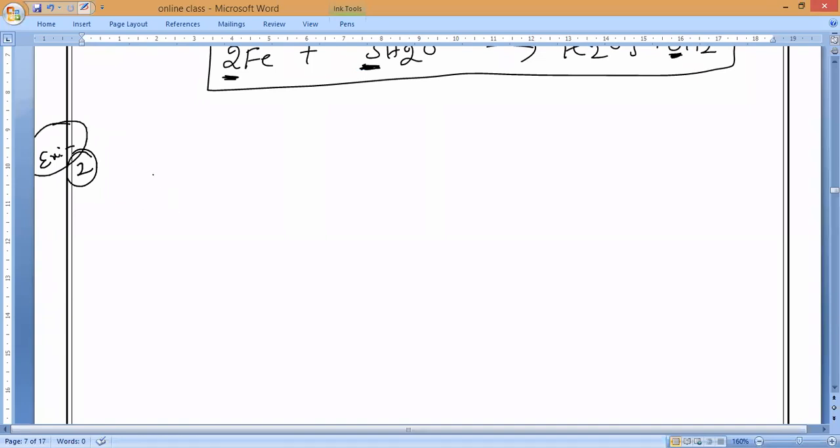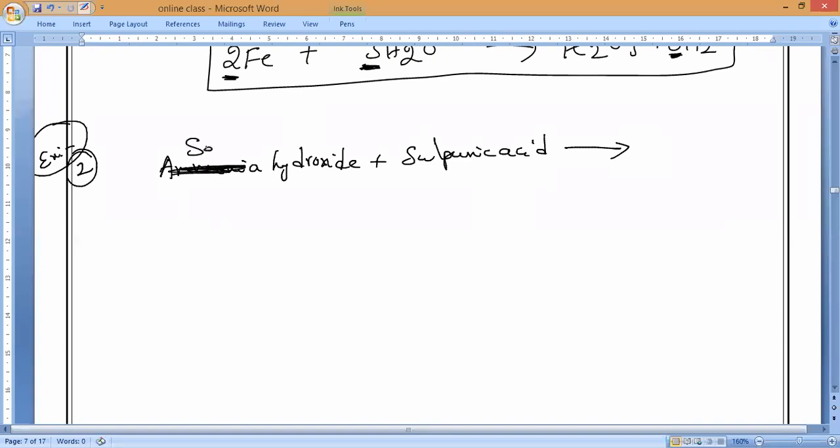Ammonium hydroxide reacting with, please write it. This is an acid base salt reaction. Acid plus base will react and give you salt plus water. That is ammonium hydroxide reacting with sulfuric acid. Word equation I'm giving directly: sodium hydroxide, the base, reacting with sulfuric acid will give you sodium sulfate plus water.